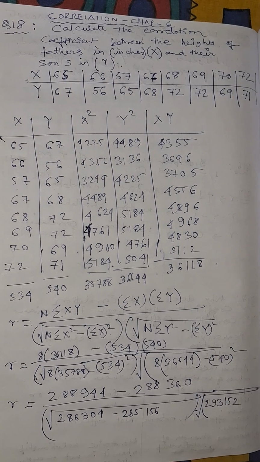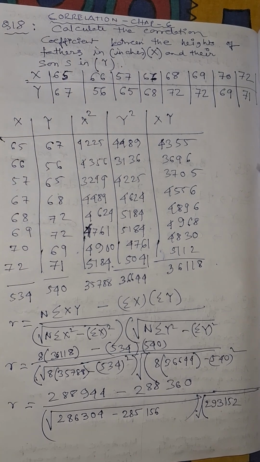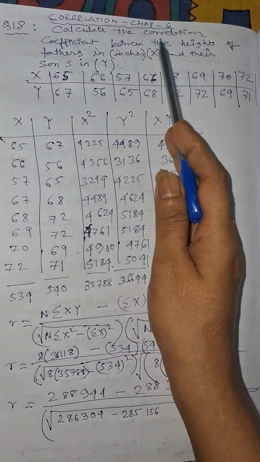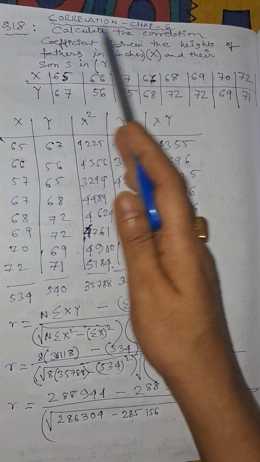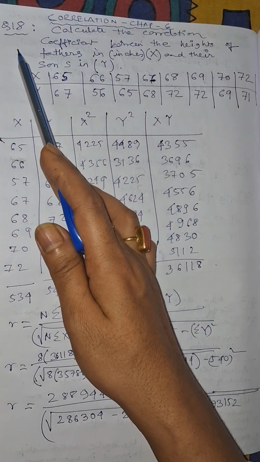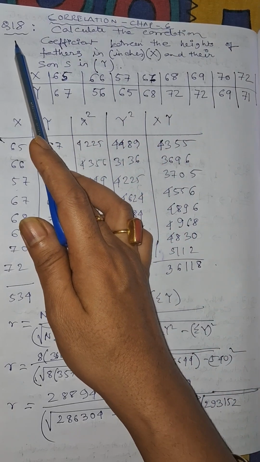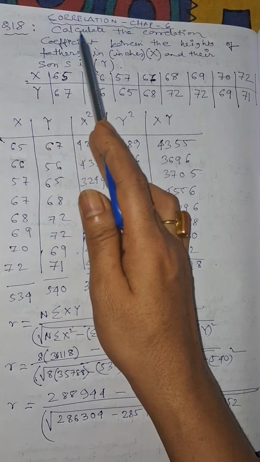In this video, we will be continuing with correlation chapter 6. We have done till question number 17 in the previous video. Now we will start with question number 18. So what is question number 18?